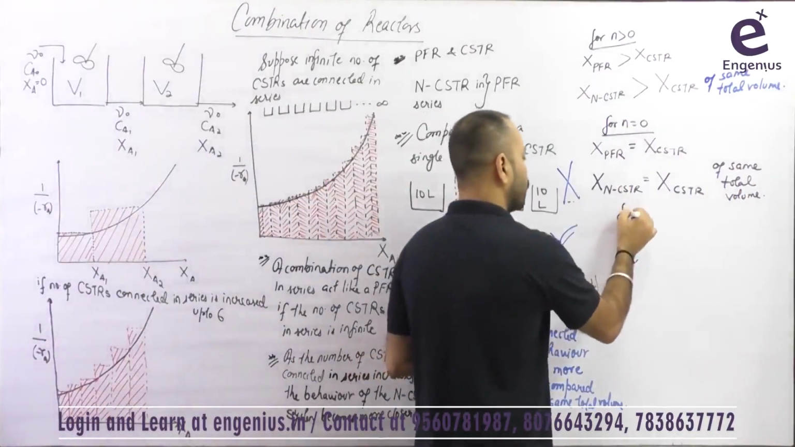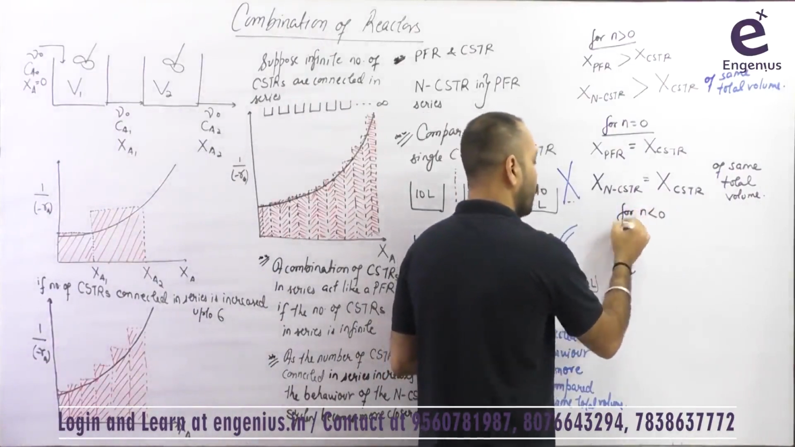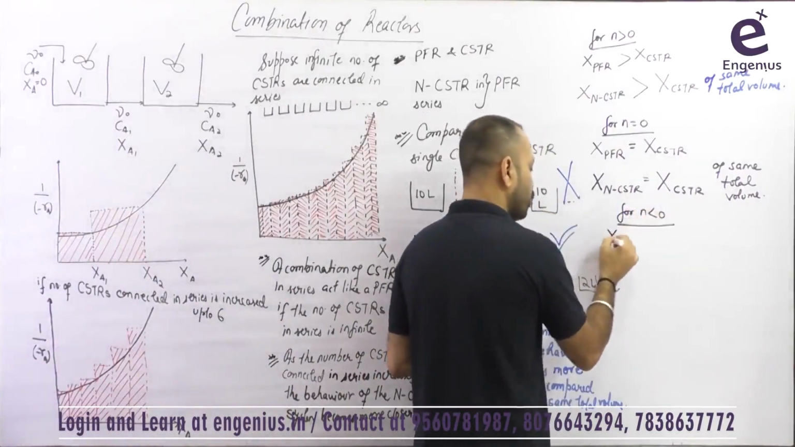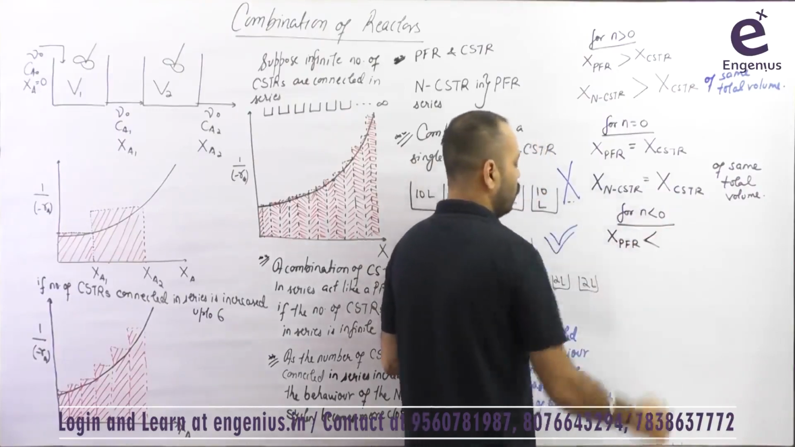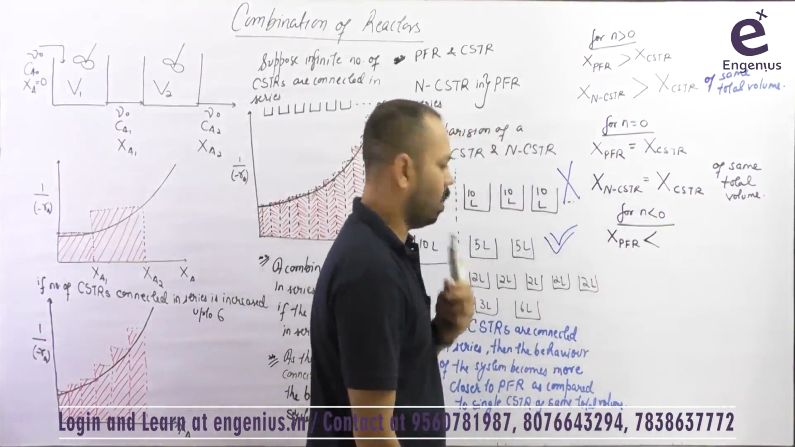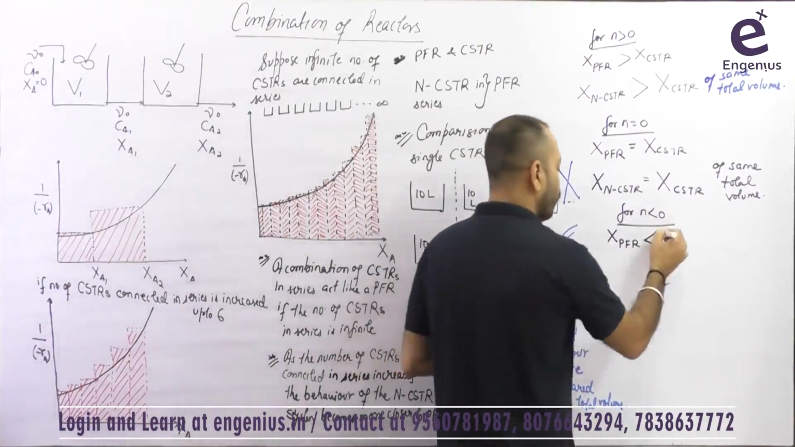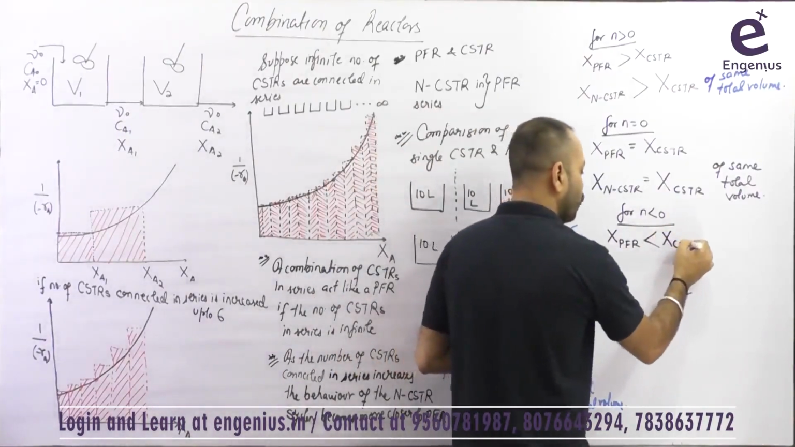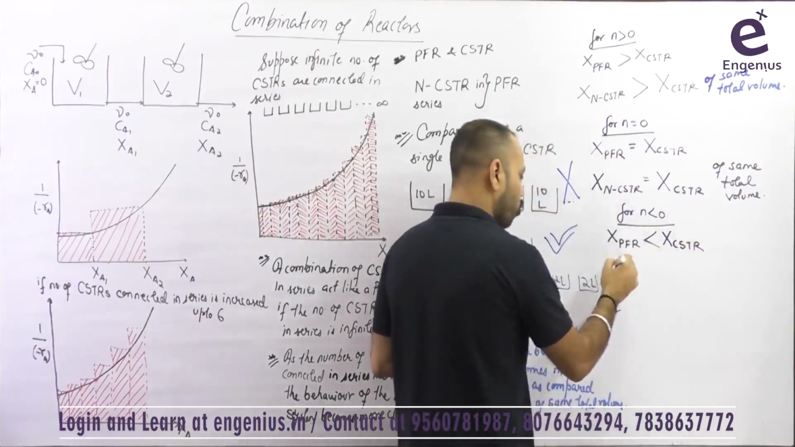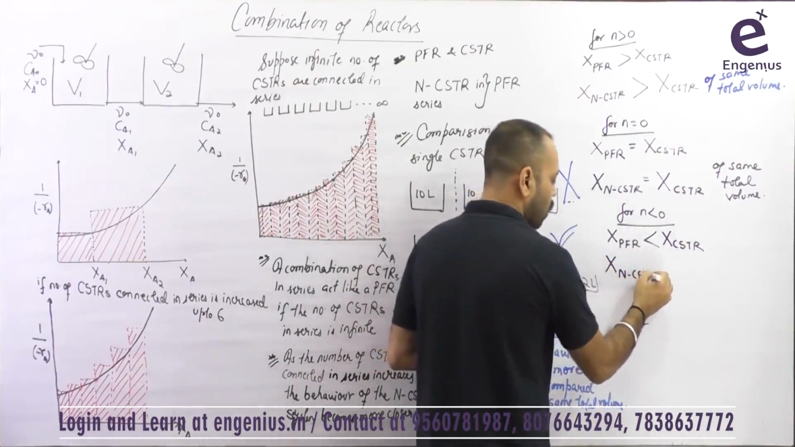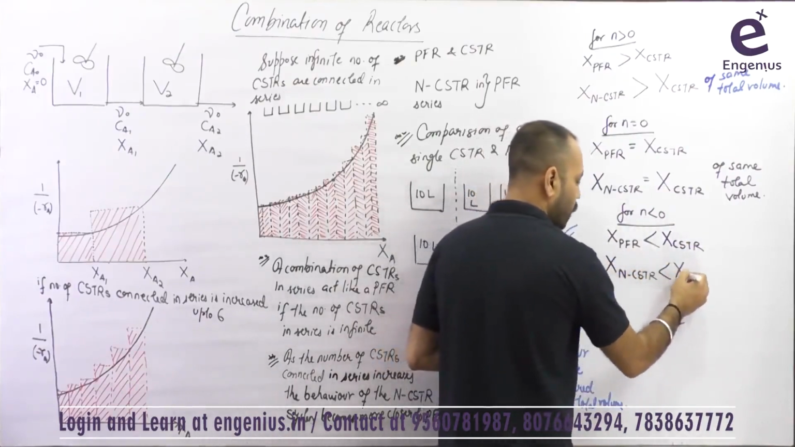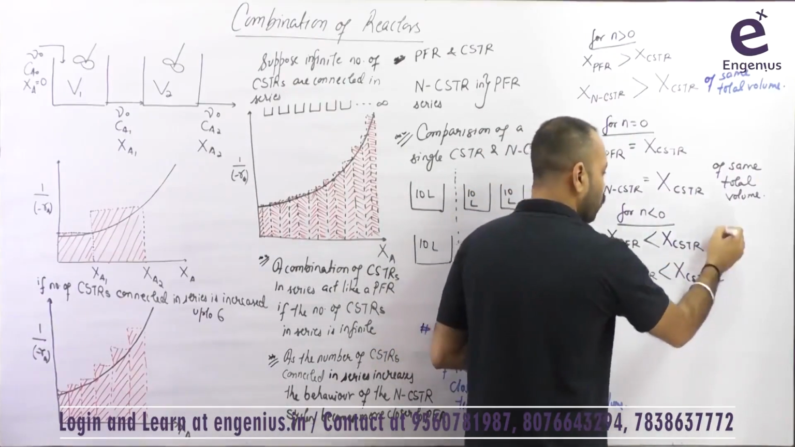For negative order reactions, what we have studied, and I have proved these things by using the Levenspiel plots, is that conversion of PFR is less than conversion of CSTR. Therefore, for negative order, conversion obtained in n CSTRs is less than conversion obtained in a single CSTR of the same total volume.